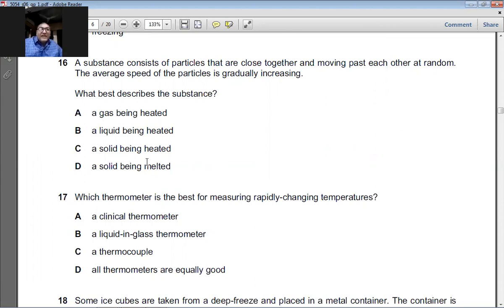A liquid being heated, no. A solid being heated, yes. A solid being melted, no. So I think a solid being heated.